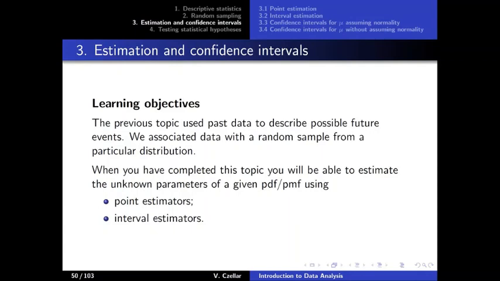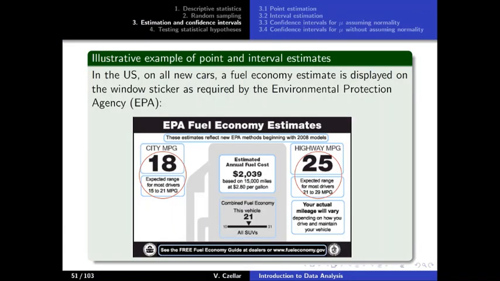So what do I mean by this? Here is an illustrative example. In the US, on all new cars, there is a fuel economy estimate that is displayed on a window label. This is required by the Environmental Protection Agency, EPA. And so this is an old window label dating from 6 years ago, but I think it's a good illustration. The new ones are not such a good illustration for confidence intervals.